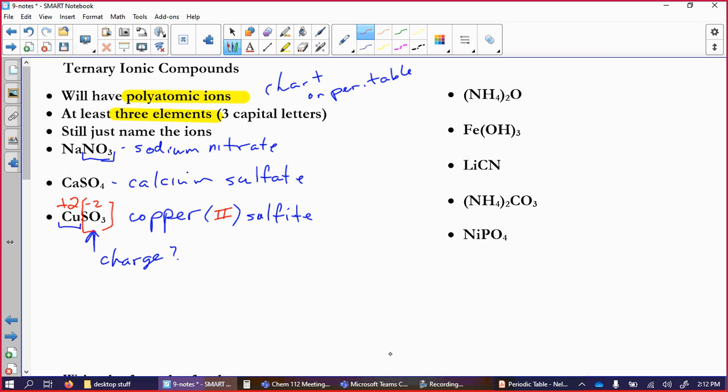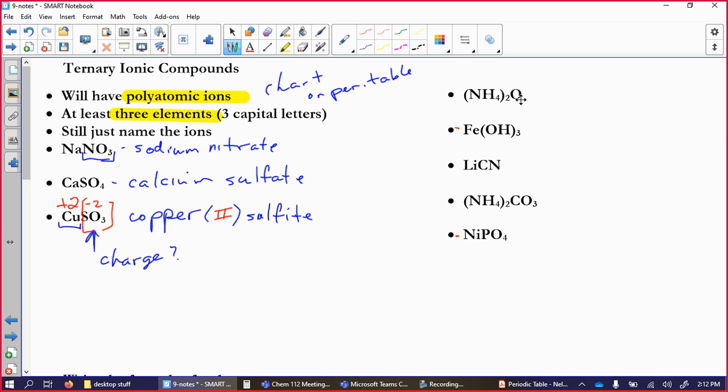Do you need to find the charge if it's a transition metal? Yep. Like these ones over here, iron is a transition metal, nickel is a transition metal. They're going to need the charge. Anything else is okay.